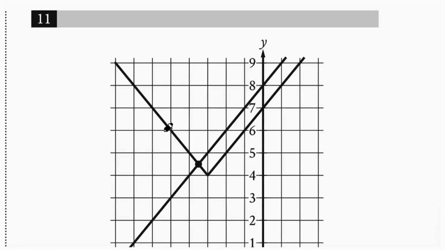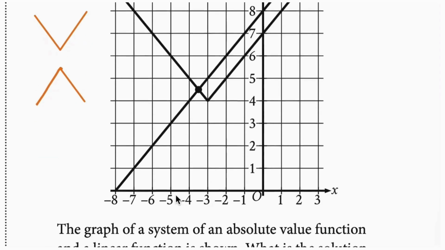Question number 11. Two graphs are given to us. This is an absolute value function graph. This kind of graph, either like this one or this one, are always absolute value graphs. And one is a straight line. This one is a straight line. Let's see what the question is.